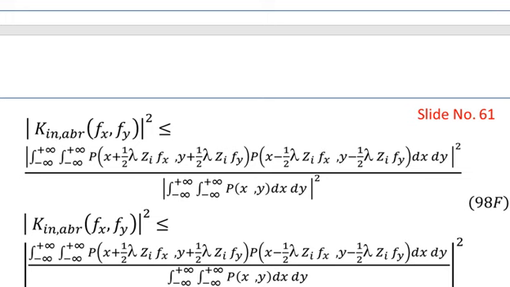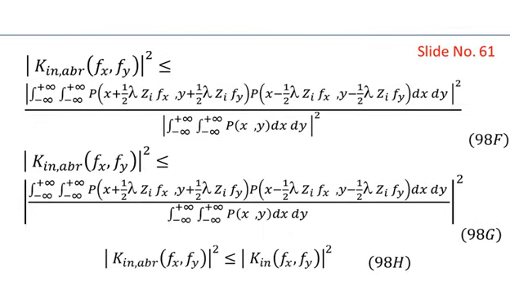So you see that it is a rather simple equation. Now, what is the difference between equation number 98F and 98G? The left-hand side is the same, which is the absolute square of K_in with aberration, which is less than or equal to the whole integral that we have given.